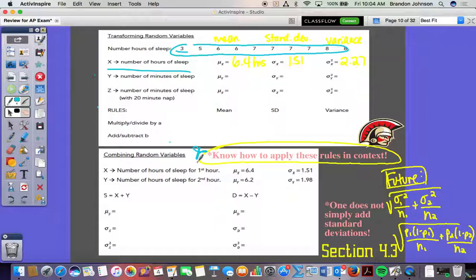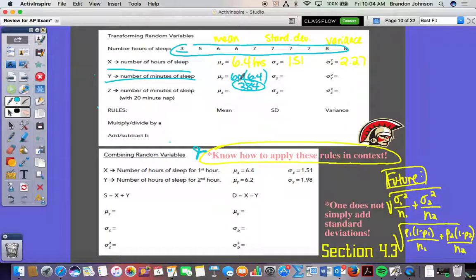Just like Julie said, when we go from standard deviation to variance, we square it. But let's say we took this and had a variable y, and instead of finding Coach Jay's hours of sleep, we find the number of minutes of sleep. What would happen to my mean? It's going to increase, and we multiply it by 60. When we multiply every value by 60, the mean will multiply by 60 too. So 60 times 6.4 gets me 384.